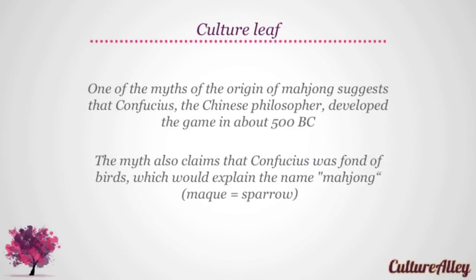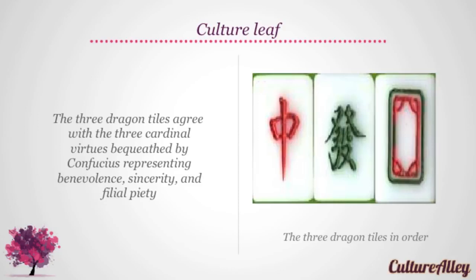One of the myths of the origin of Mahjong suggests that Confucius, the Chinese philosopher, developed the game in about 500 BC. The myth also claims that Confucius was fond of birds, which would explain the name Mahjong, where Ma Tre means sparrow. The 3 dragon tiles agree with the 3 cardinal virtues bequeathed by Confucius, representing benevolence, sincerity, and filial piety. The image here shows the 3 dragon tiles in order. The left one represents benevolence, the middle one sincerity, and the right one filial piety.